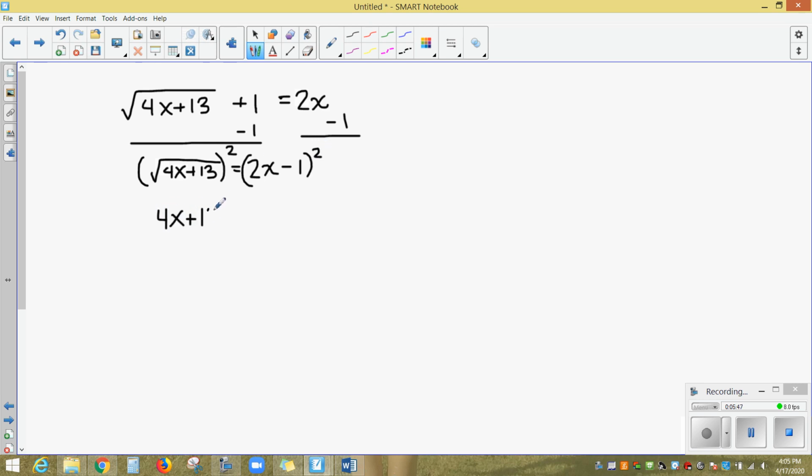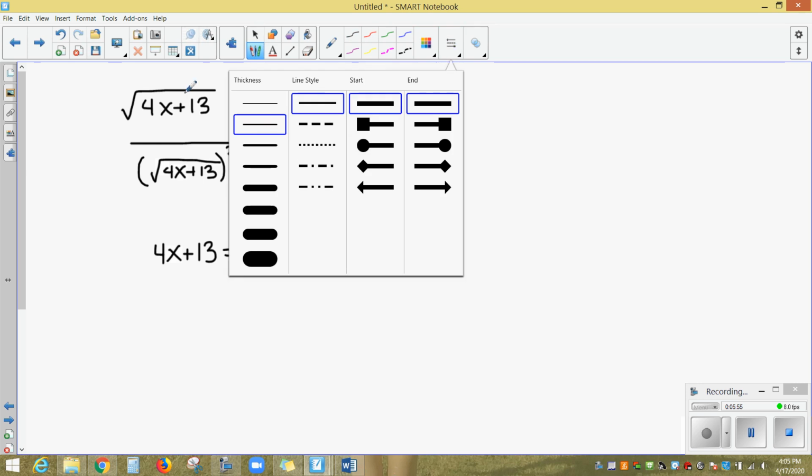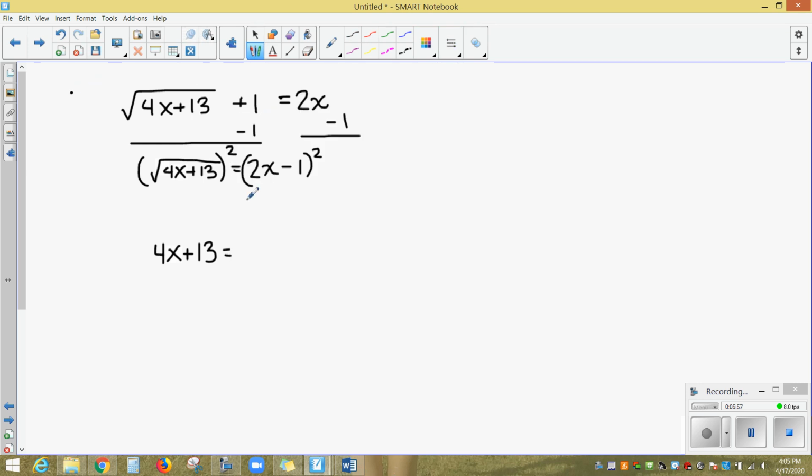On the left, we'll just have 4x plus 13. Hopefully it'll let me move down. Up here, if we write 2x minus 1 side by side and FOIL and combine our like terms, we have 4x squared minus 4x plus 1, or you could have a negative 2x and negative 2x here.